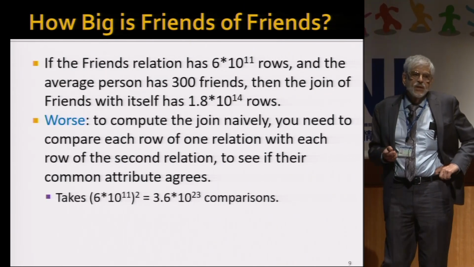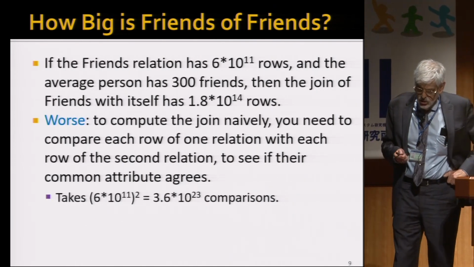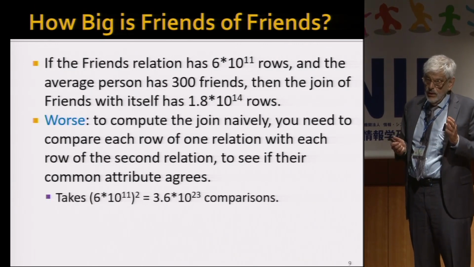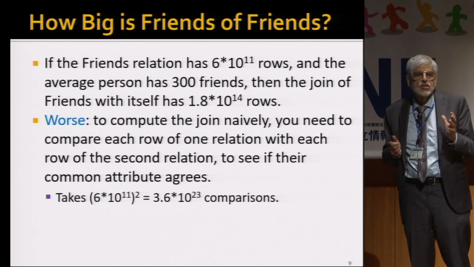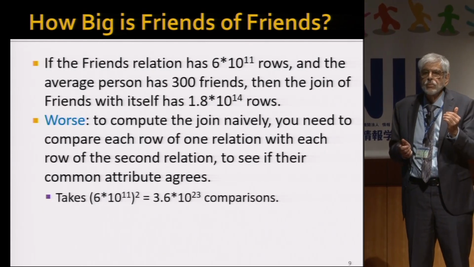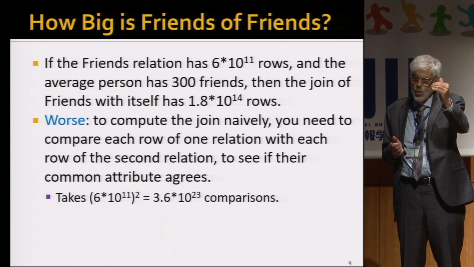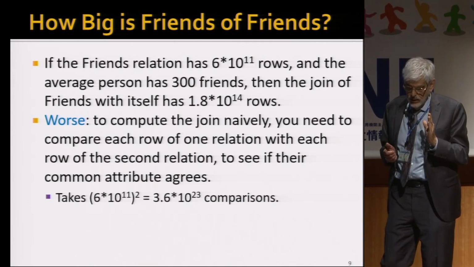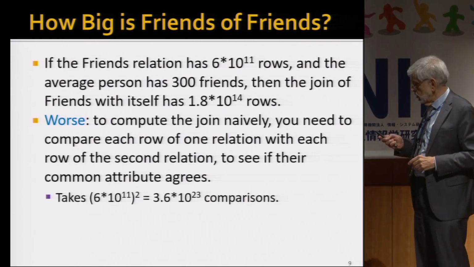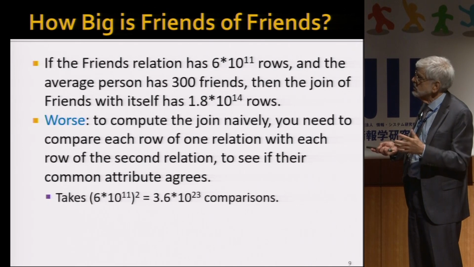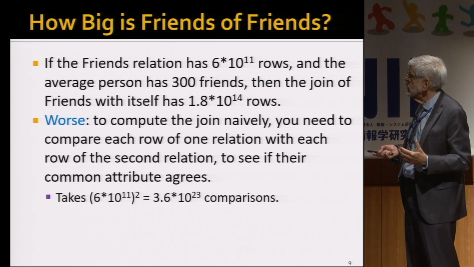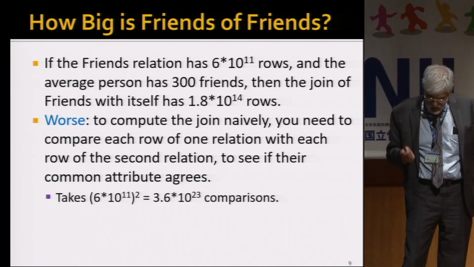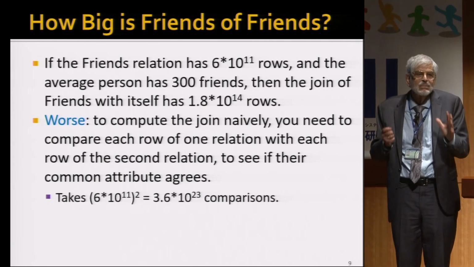Okay. Well, it can be even worse than that, because if I want to take the join of two relations in the obvious way, I have to do a double loop. For each row of the first relation, I have to look at every row of the second relation to see if they share a common attribute. So that would take 6 times 10 to the 11th, the number of rows, squared. This huge number, I think it's about half of Avogadro's number. It's just unimaginably large. You can't possibly do it this way.